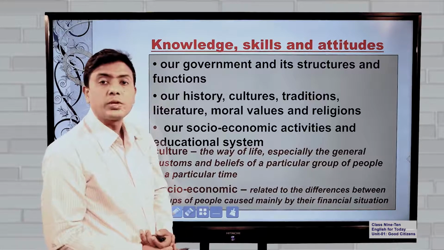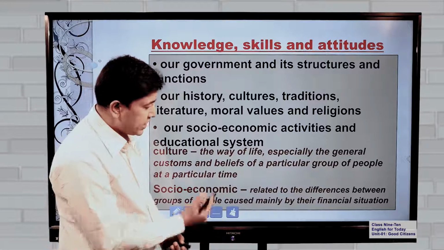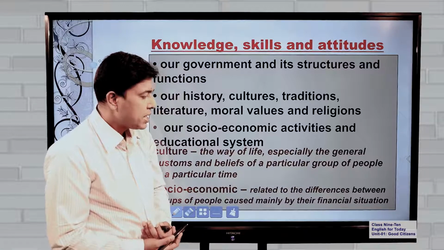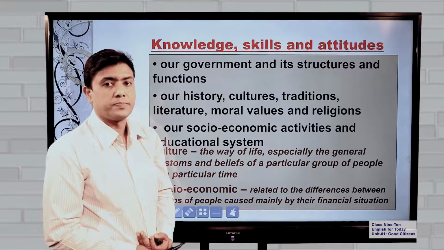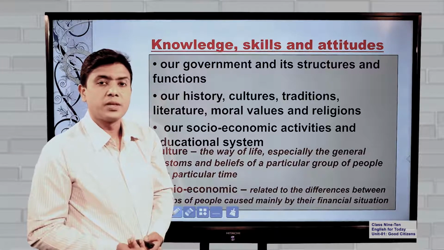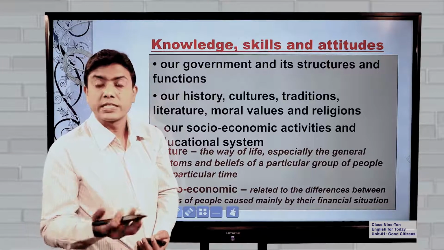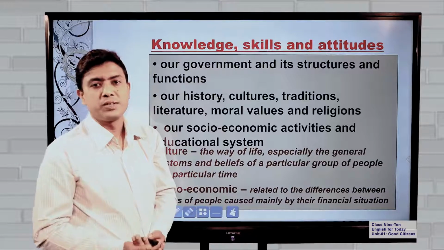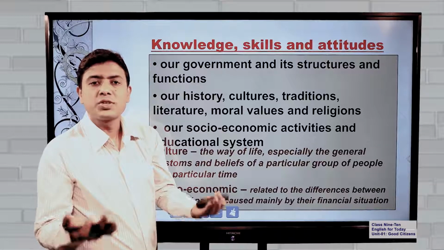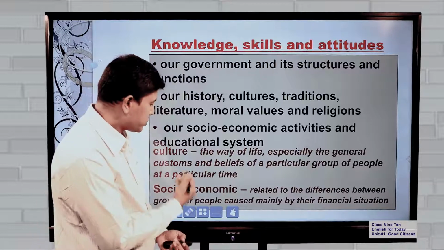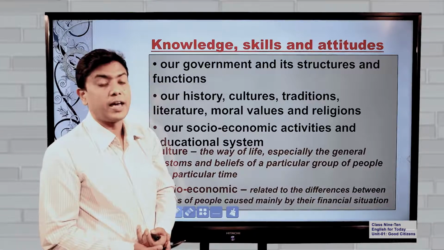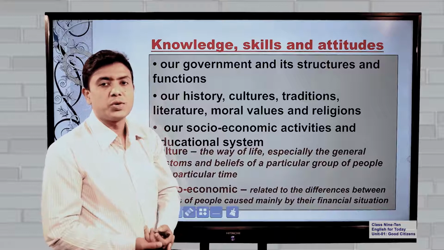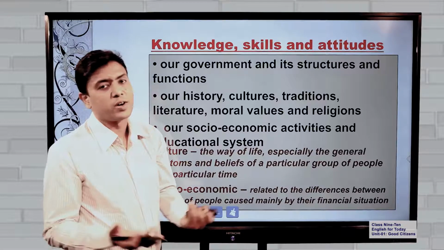By socio-economic, what do you mean? Socio-economic is related to the differences between groups of people caused mainly by their financial situation. Now, the socio-economic condition varies because of social status, because of finance, because of education, because of the history of the family. So this is also a very important part of our life. You should learn about the socio-economic conditions of the people of a country.